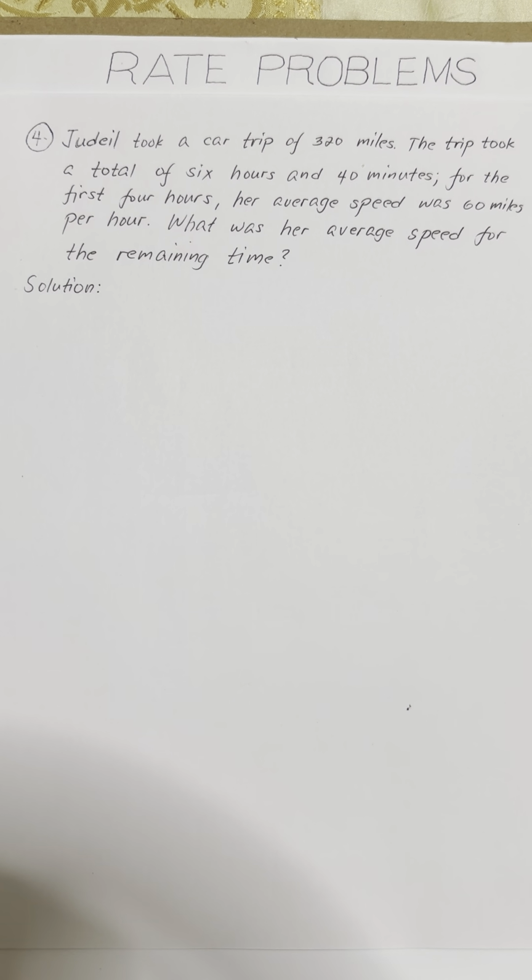Okay, let's solve this fourth problem in our topic rate problems. The problem says Judel took a car trip of 320 miles. The trip took a total of 6 hours and 40 minutes. For the first 4 hours, her average speed was 60 miles per hour. What was her average speed for the remaining time?